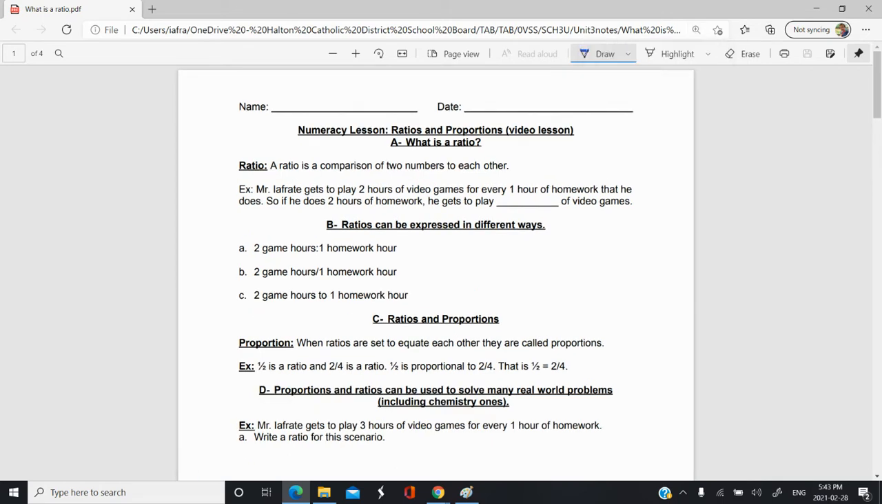Here's a scenario. I like playing video games, and so I get to play 2 hours of video games for every hour of homework that I do. If I did 2 hours of homework, how many hours of video games could I play? Well, for every hour of homework, I get 2 hours of video games. So for the first hour, that's 2 hours. For the second hour, that's 2 hours. So I get to play 4 hours of video games.